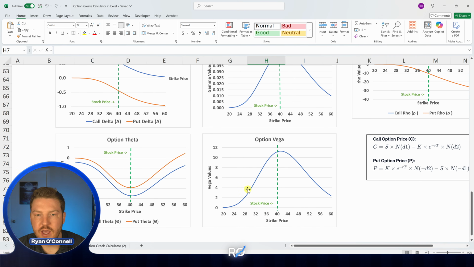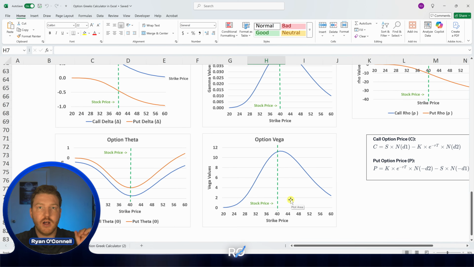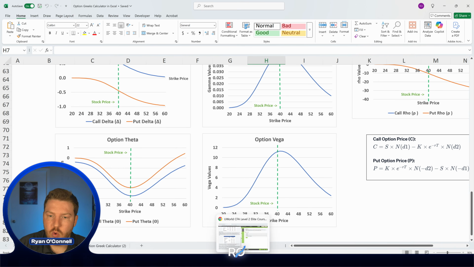So option vega should be positive if you're long, because when you own an option, you essentially want more volatility. With more volatility, you're really betting on the tail events. You want huge price changes because you benefit from it going a certain amount past some strike price. So we want more volatility.